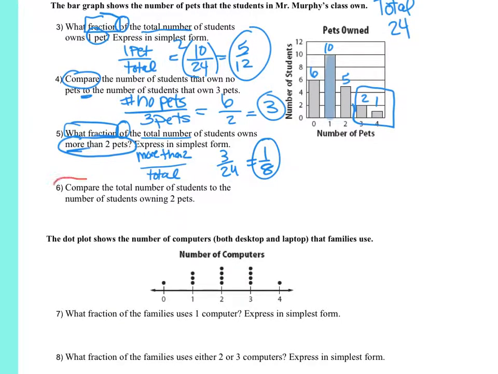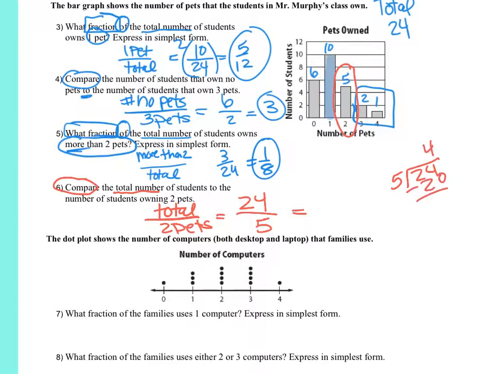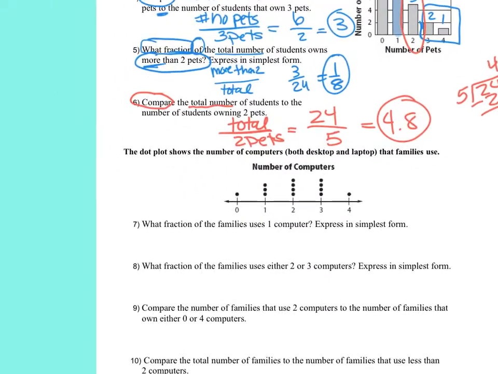Okay, same thing here. Compare the total number of students, so total goes on top, that's what they gave us first, to the number of students owning 2 pets. So the total is 24. How many kids own 2 pets? 5. So 24 divided by 5. So 5 will go into 24 4 times. You got to add a decimal.